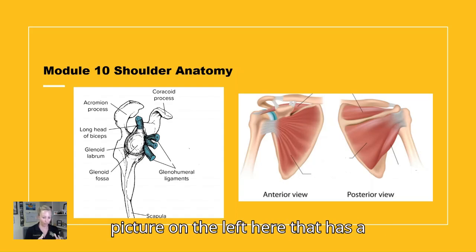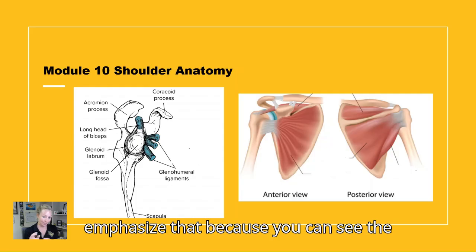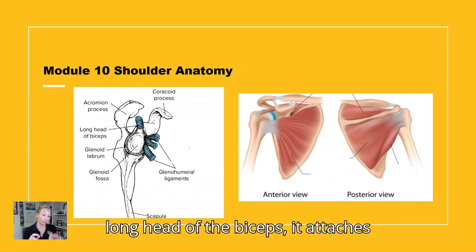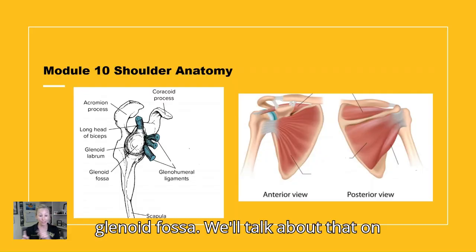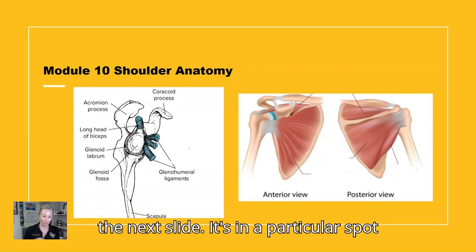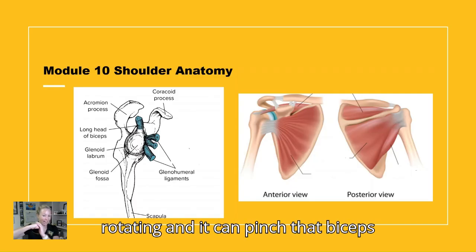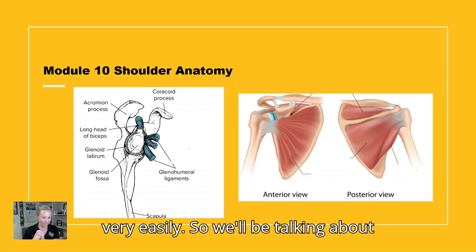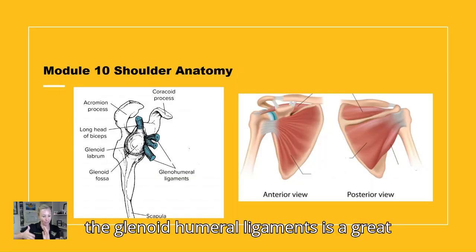When we're looking at the other picture on the left here that has the glenohumeral ligaments, I just wanted to emphasize that because you can see the long head of the biceps, it attaches right on the superior part of that glenoid fossa. We'll talk about that on the next slide. It's in a particular spot because the humeral head is right there, and it's rotating, and it can pinch that biceps very easily. So we'll be talking about that with the supraspinatus as well. But the glenohumeral ligaments is a great picture of that.